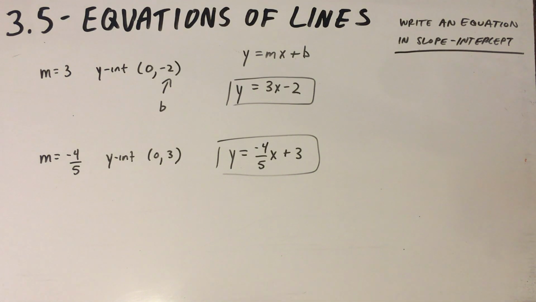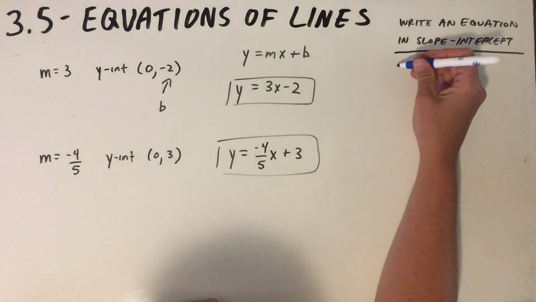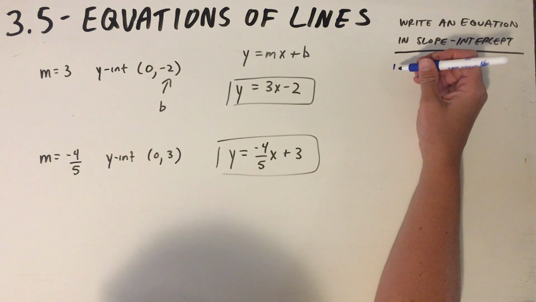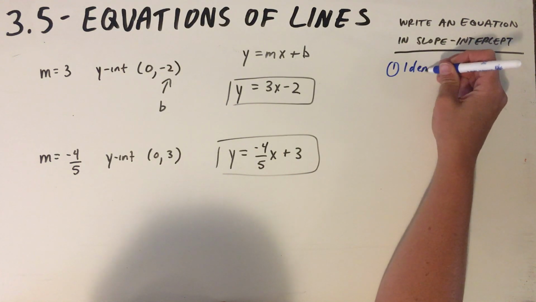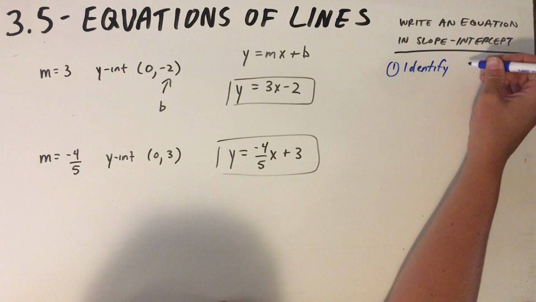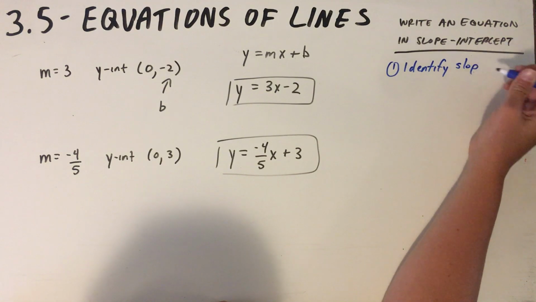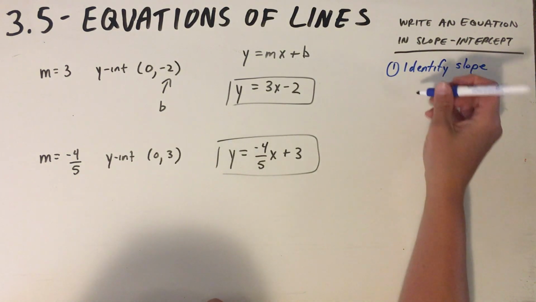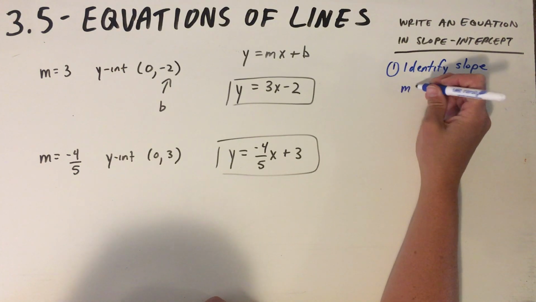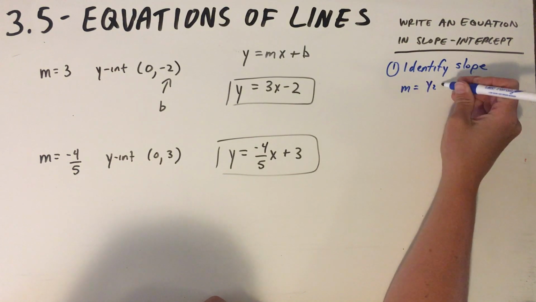But what about when we're not given the slope and the y-intercept? How do we write an equation of a line? Well, I'm going to do these steps here. My first step is I'm going to identify the slope, if it's not given to me. The problem might give me the slope, but if it doesn't, then I need to remember my slope formula.